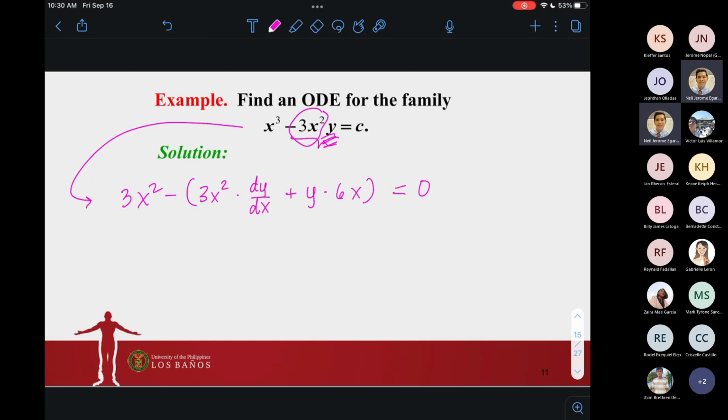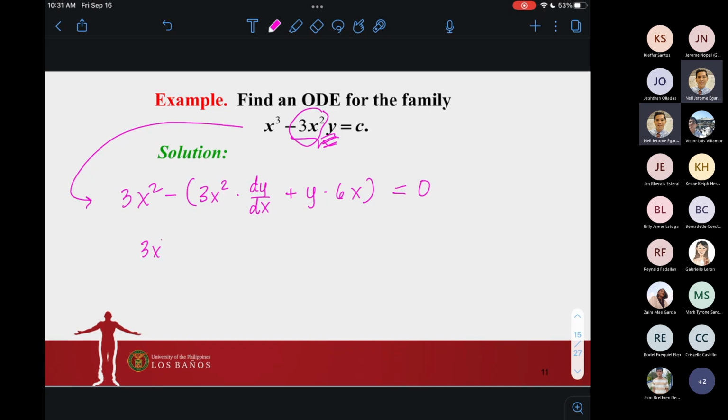equals luckily 0. Dito lucky tayo kasi si C ay wala nang kasamang ibang variables. So that is just a constant, that's a parameter. So magzi-0 lang yung derivative niya. And is it fine? Yes, because here we don't have any arbitrary constant anymore. We don't have any parameter left, and instead we have a derivative. So it's just, or it will just boil down to simplifying this ODE.